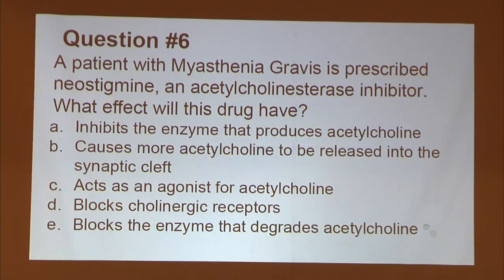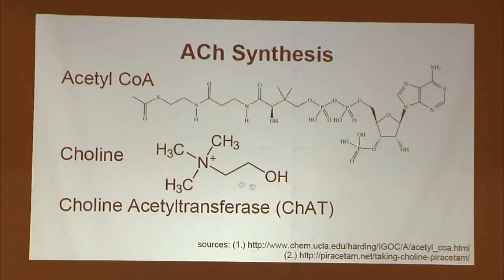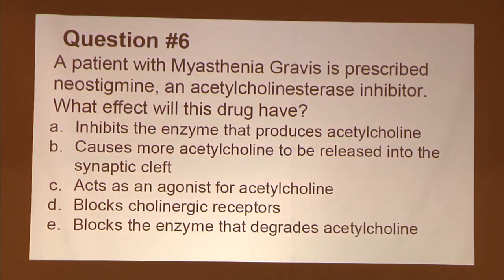Okay. Well, I gave you a little information about what it is. So a patient with myasthenia gravis is prescribed neostigmine, an acetylcholine esterase inhibitor, and we want to know what that does. So if we look back to what acetylcholine esterase does, acetylcholine esterase is what's breaking up acetylcholine. We can use that information to figure out what the inhibitor is going to do.